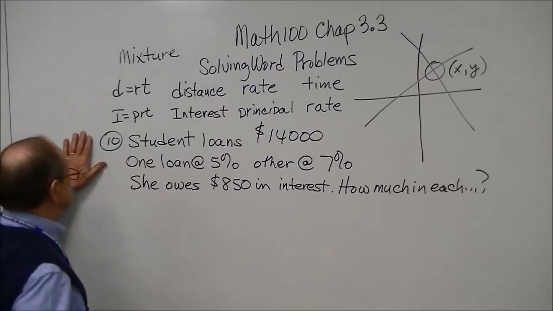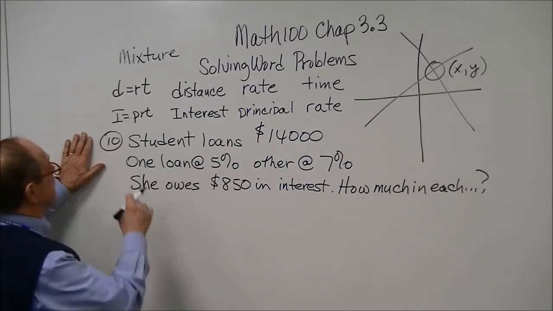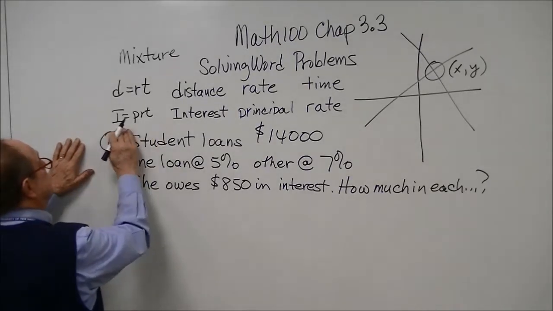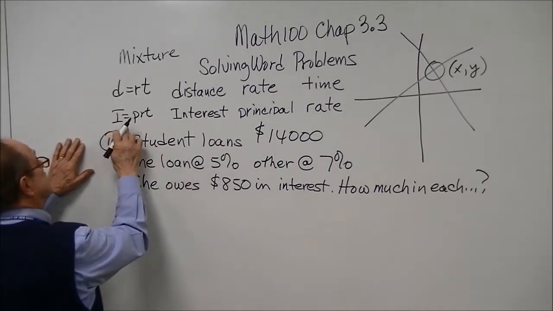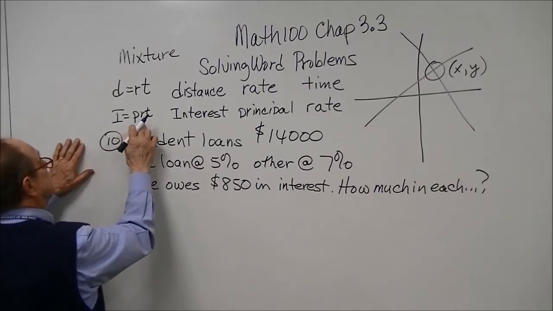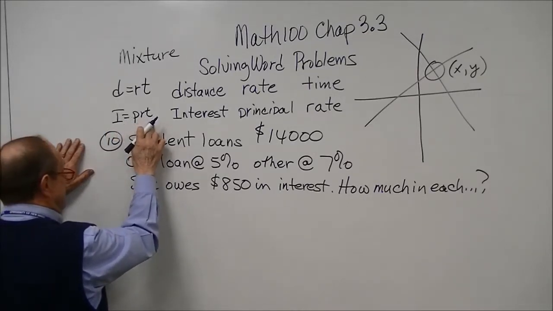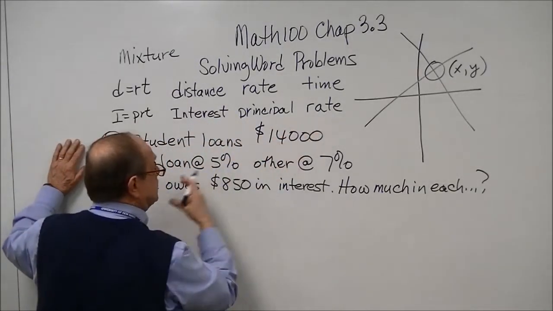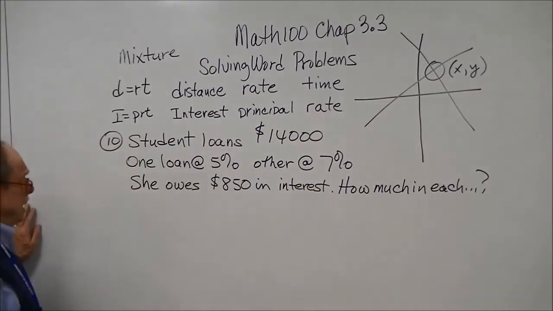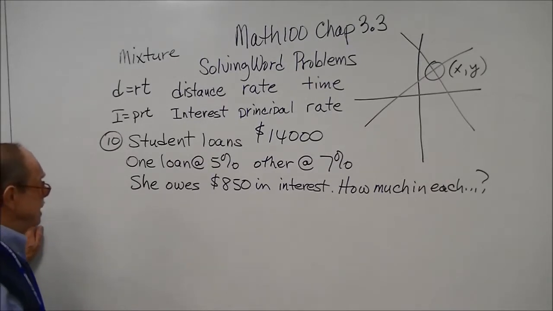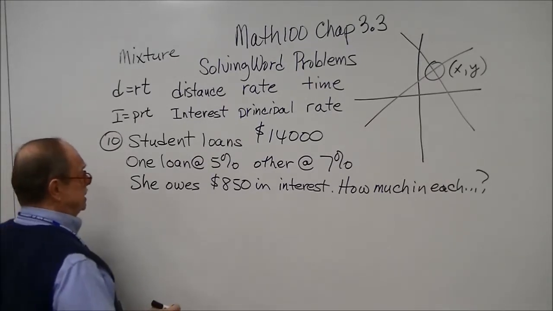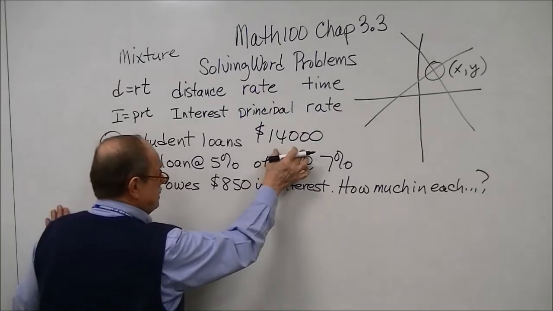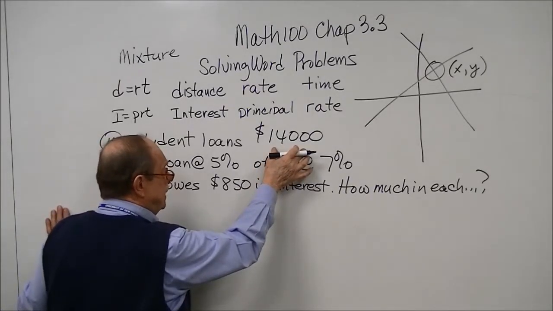In example 10, we're finally getting to this formula here, where interest equals principal times the rate times the time. And we'll show you what that is as we go on here. Now here, Whitney, who is a student, has taken out loans, a student loan for $14,000.